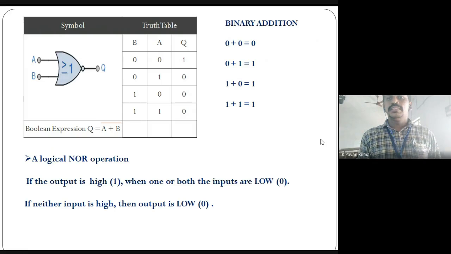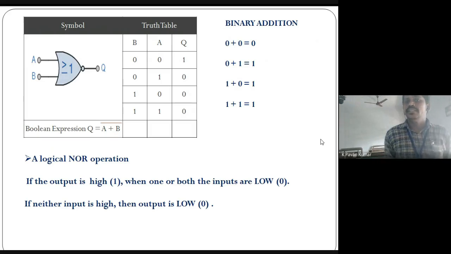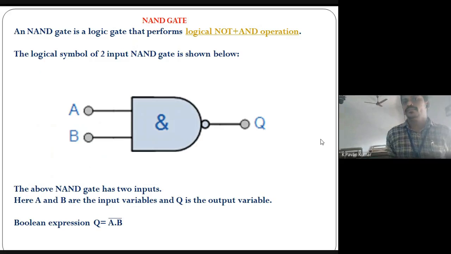The output is high when one or both inputs are low. If neither input is high, then the output is low. This is the NOR logic. And next we discuss NAND logic.